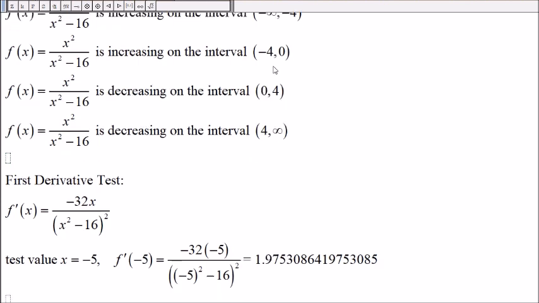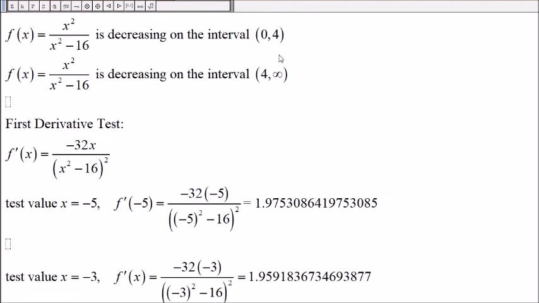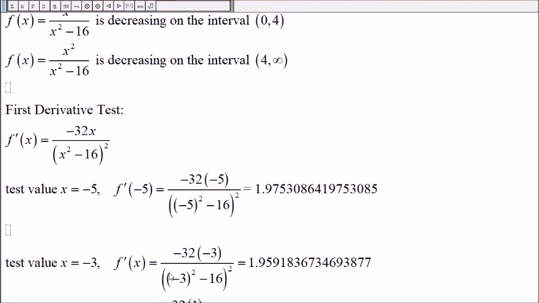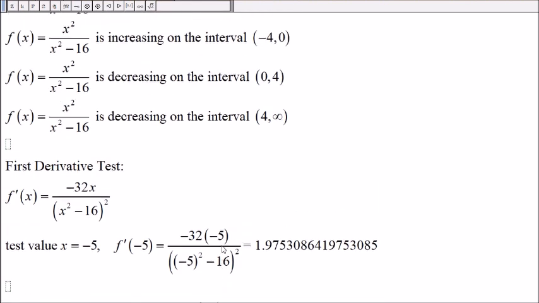Same thing here, if we pick a number from this interval, let's say we pick negative 3. In place of x, we put negative 3. And then evaluating this, we get positive 1.95. Again, the derivative is positive because on this interval, this function is increasing.